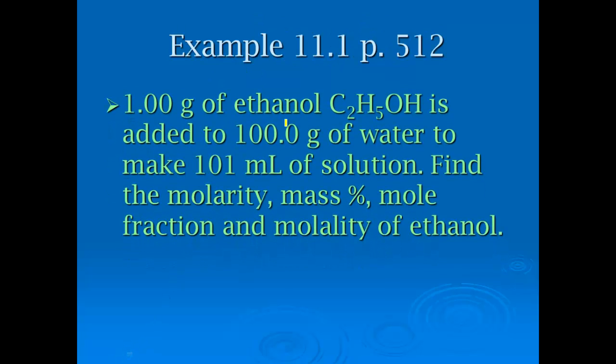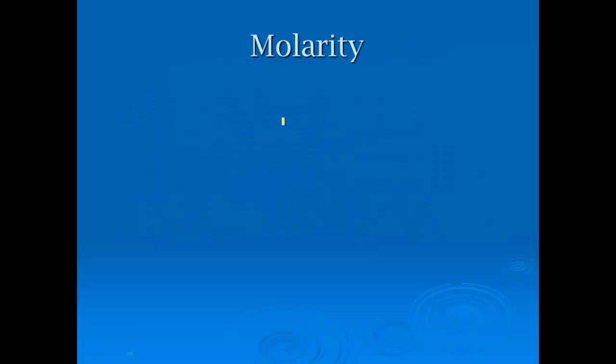If we have 1 gram of ethanol added to 100 grams of water to make 101 milliliters of solution, we're going to end up with 101 grams. They're both going to have about 1 gram per milliliter for density, so that's where we're going to get 100 mils of solution. We're just going to find all of them: the molarity, mass percent, mole fraction, and then the molality, which is a little different.